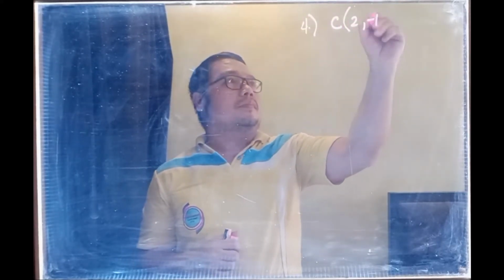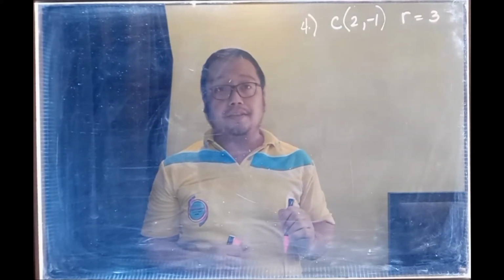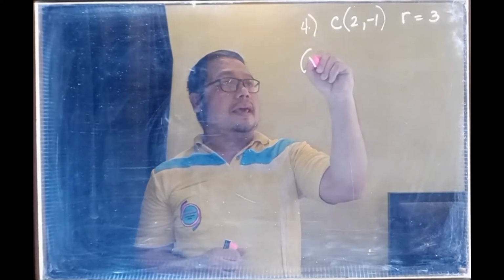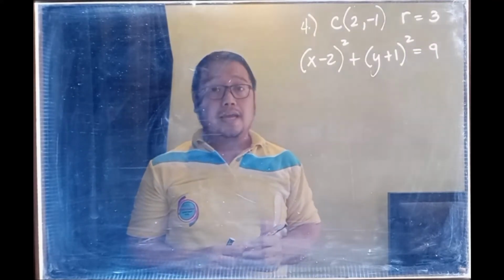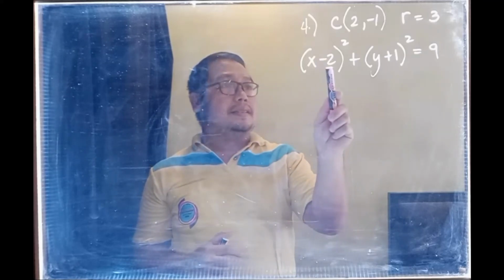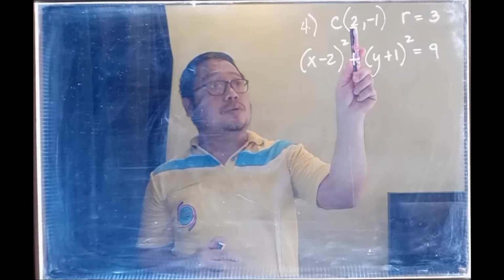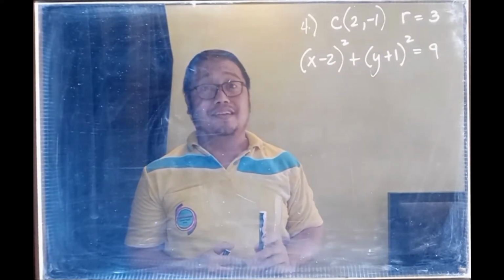How about if your center is at (h, k)? For example, we are given the center at (2, negative 1), and the radius is equal to 3. Therefore, our equation will be (x minus 2) squared plus (y plus 1) squared equals 9, since you have to raise the radius to a power of 2. The opposite of 2 is negative 2. The opposite of negative 1 is positive 1. That's how you get it.